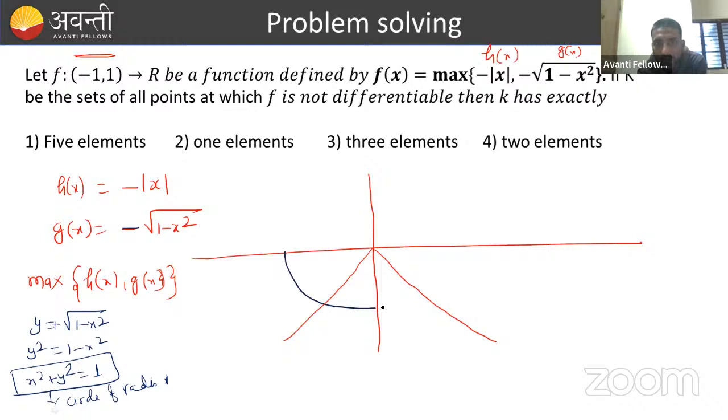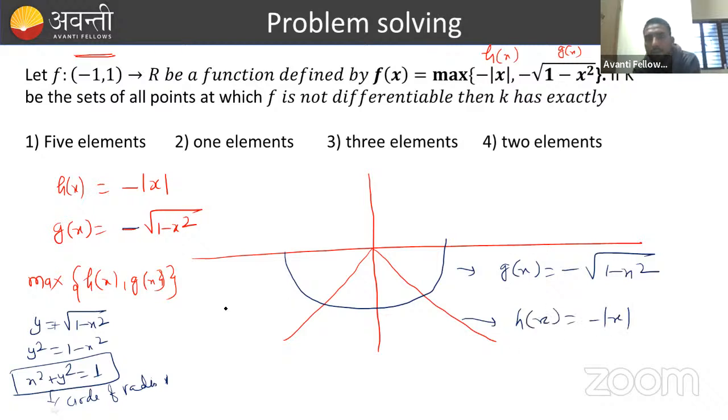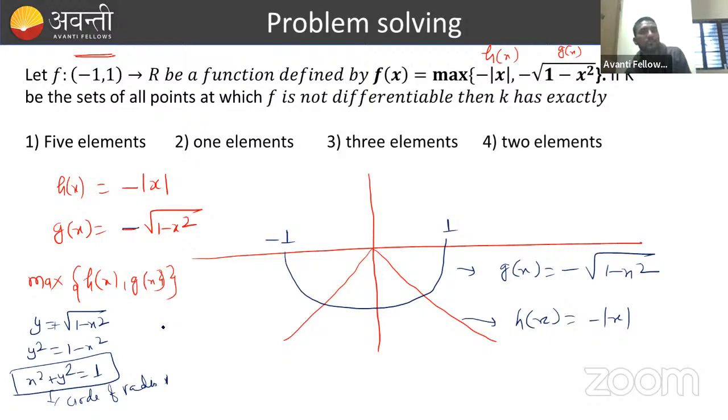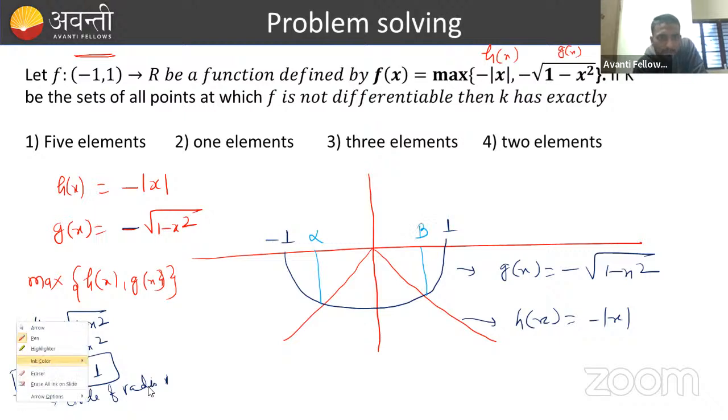So I will draw the graph. This is the g(x) graph, that is minus of root under 1 minus x square, and this is the graph of h(x), that is minus of mod x, if you know the graph. And we know that the radius is 1, so it is from minus 1 to 1. Now what we can do? We need to check in which interval which function is maximum. So I can see there is an intersection point, I can call it alpha, and here I can call it beta.